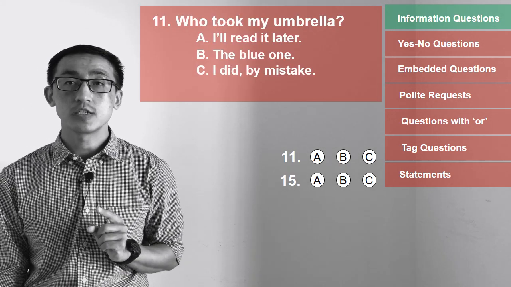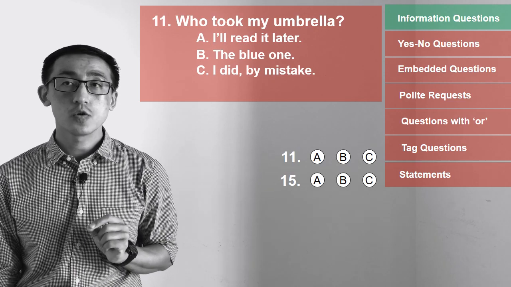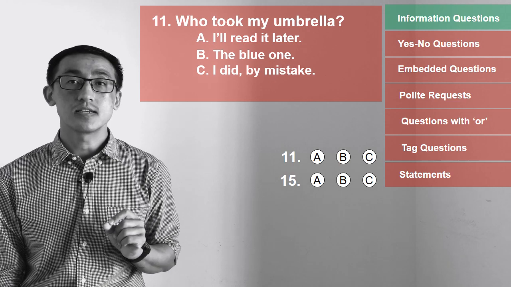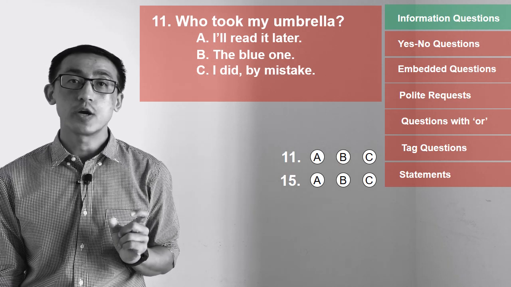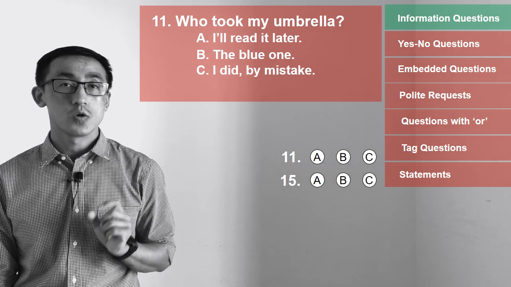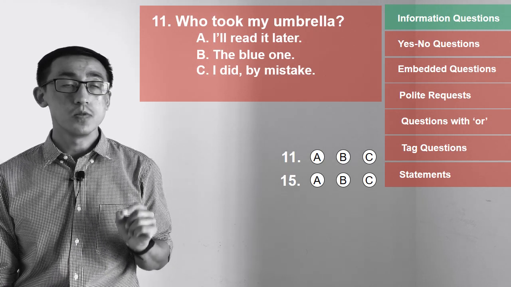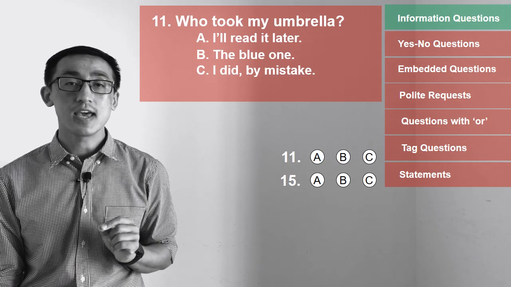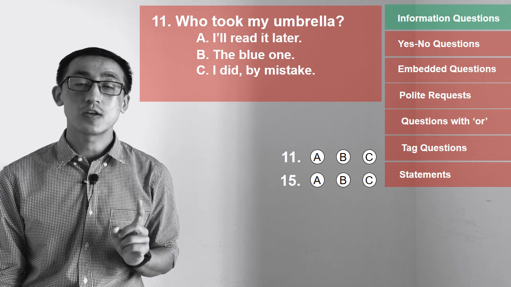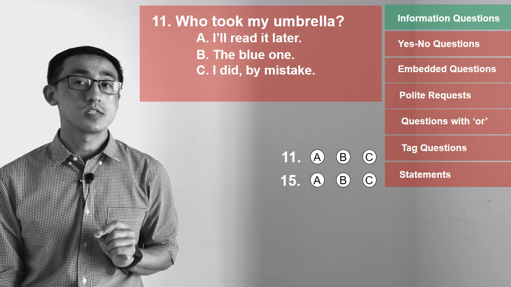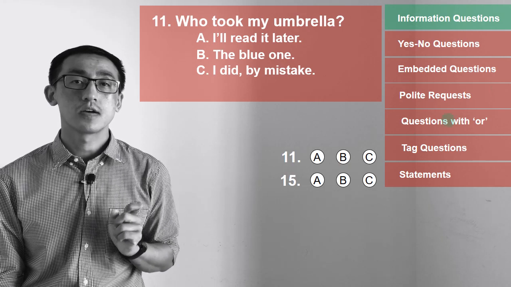So let's look at the question and the responses in the written form. So what kind of information do you think this is? Who took my umbrella? So what kind of information are they asking? So they are asking for a who question, so the person, right? So these are the responses. I'll read it later. The blue one. I did by mistake. So which one do you think is the correct answer? So based on this question, statement C is the correct answer.